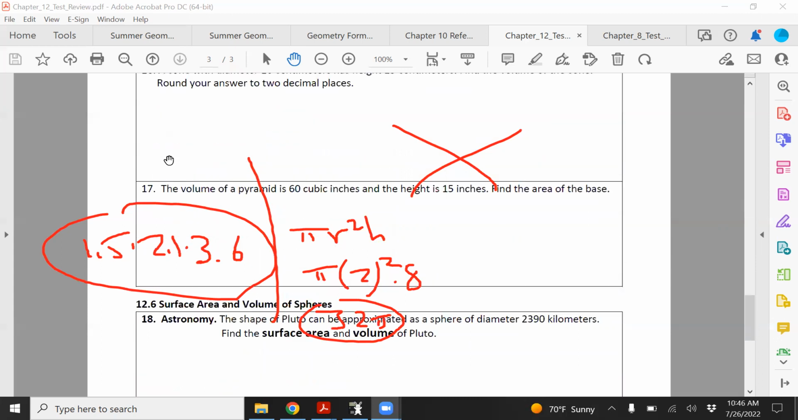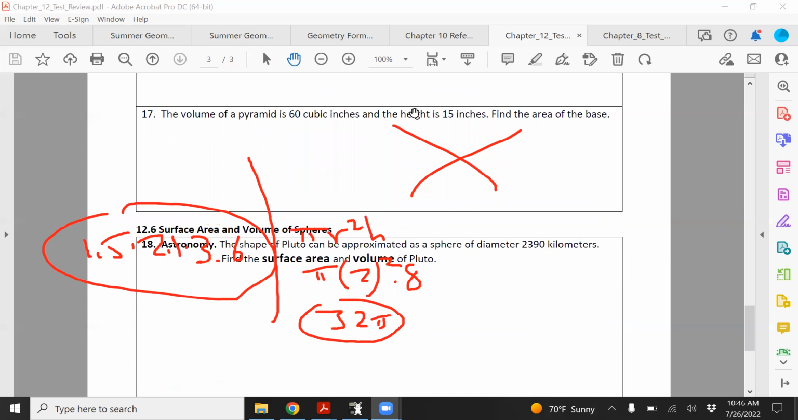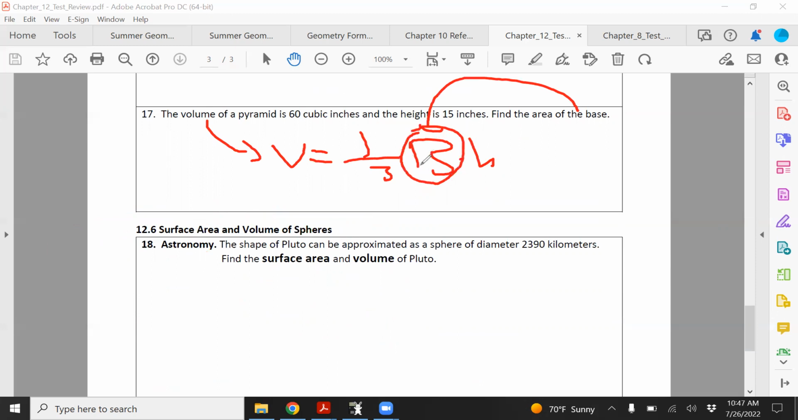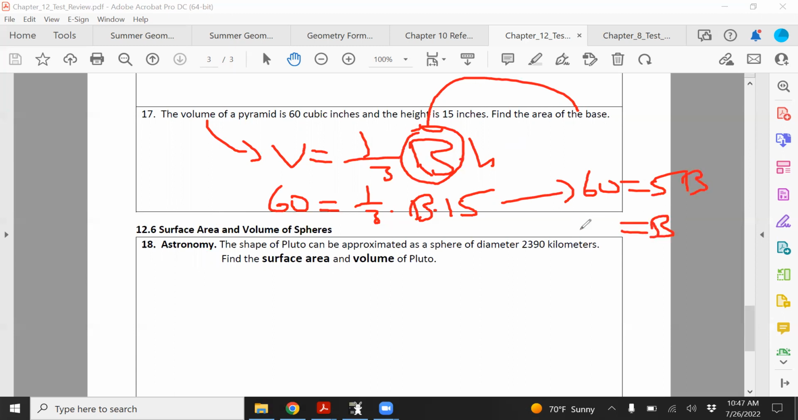More on pyramids and cones. Let's look at 17. The volume of a pyramid is this. This is a good problem. Where B is the area of the base. So what you have to do is plug in 60 for the volume. Area of the base we do not know. The height's 15. 60 equals 5B. B is 12. There you go. So that should be pretty easy there.